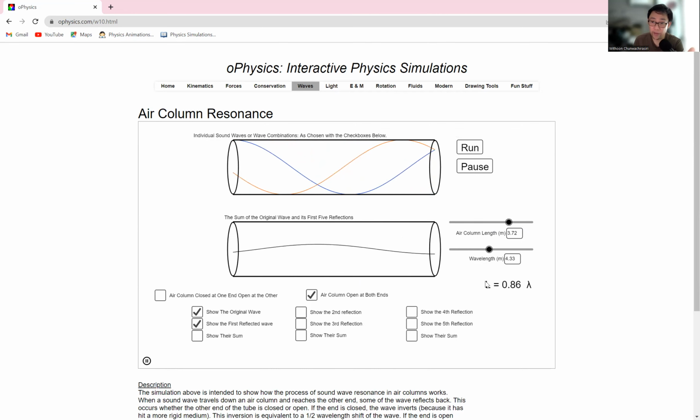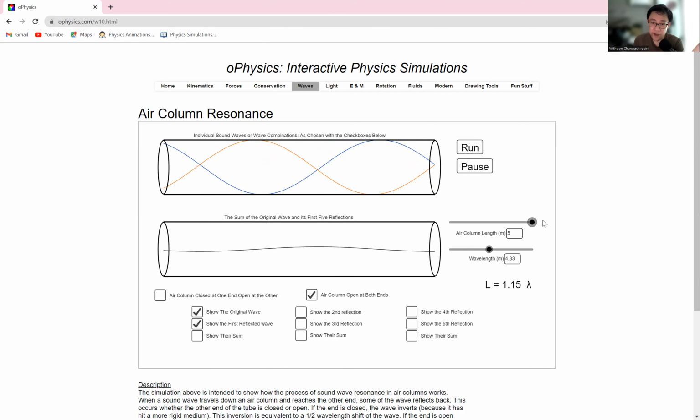This is not a good length. Right? Not good. On the other hand, instead of changing the length of the tube, which is sort of hard to do, I can just fix the length. Let me go back to a 5 meter length of the tube. But then I can adjust the wavelength instead. See that? I can change the wavelength.